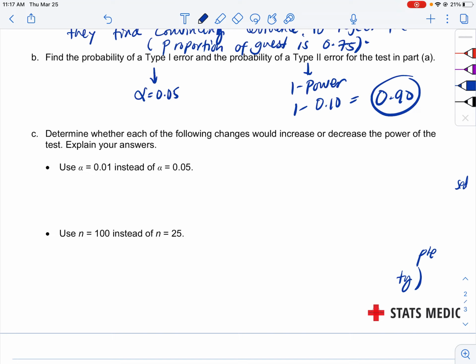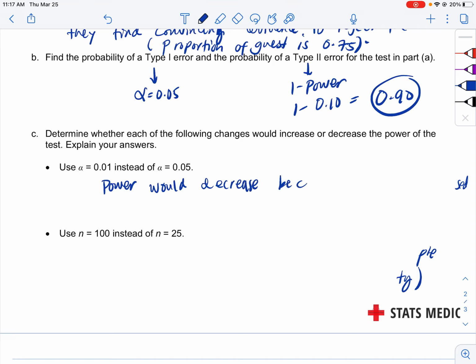Determine whether each of the following changes would increase or decrease the power of the test. Right now, we are using 0.05, or 5%, for our alpha. What if we lower the alpha level? If we lower that, the power would decrease. We don't want to do that.